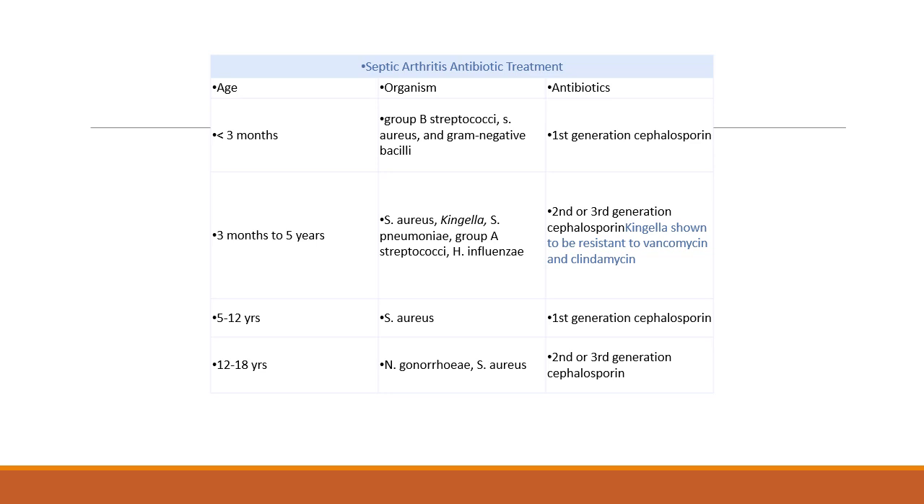In adolescents, Staph aureus again is the most common microorganism, but there is a probability of having a Neisseria gonorrhea. So you start your empirical antibiotic treatment to cover these 2 microorganisms. A second or a third generation cephalosporin will be good enough to cover both.